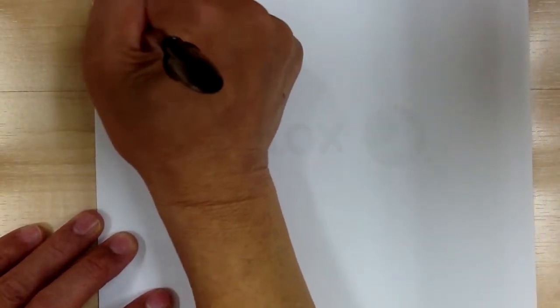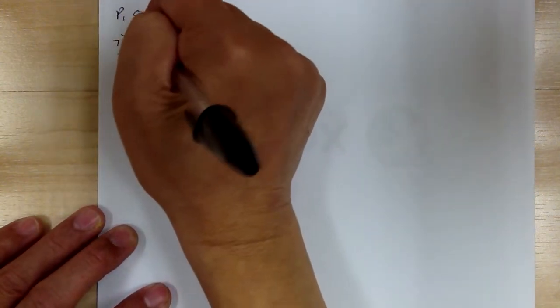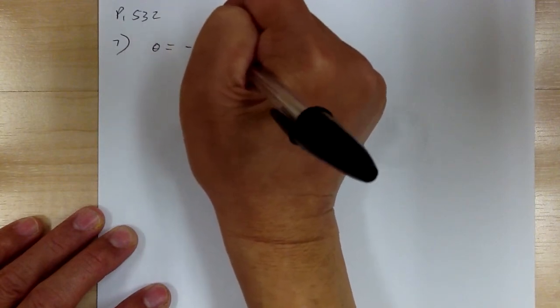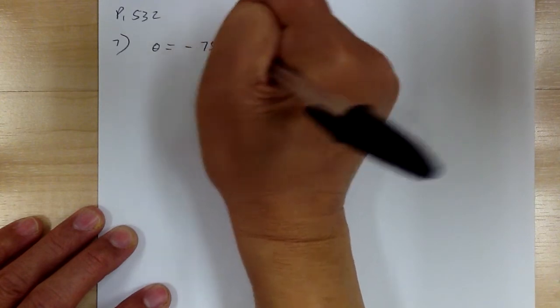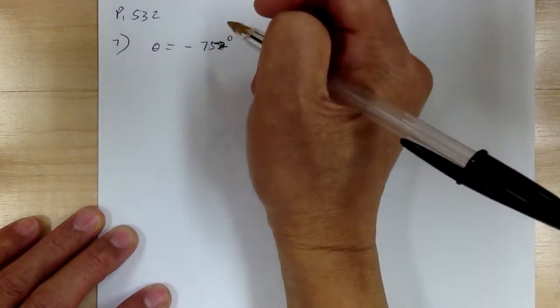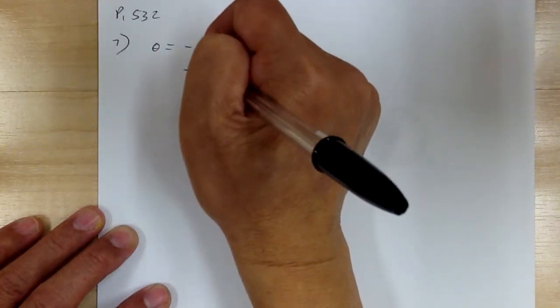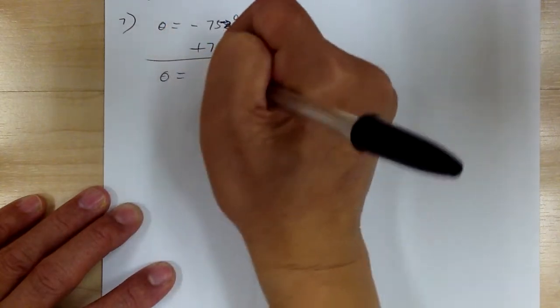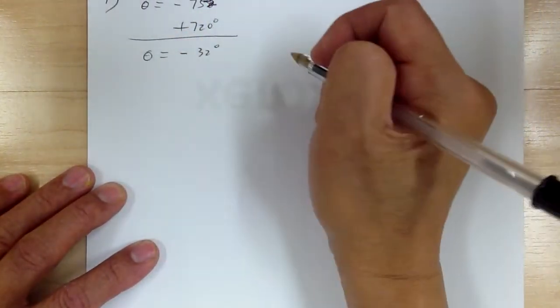Okay, let's go to number 7. Number 7, you have theta equal to negative 752 degrees. This angle is really negative, so I'm going to go around the circle twice and add 720. So theta equals negative 32 degrees. This is more manageable.